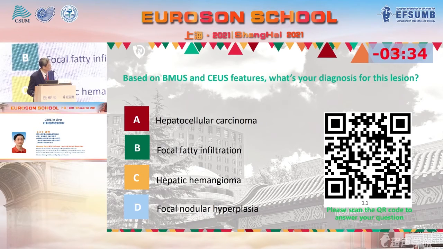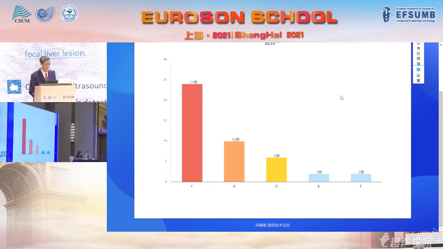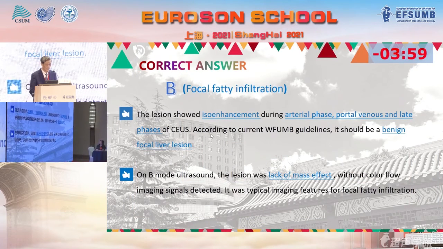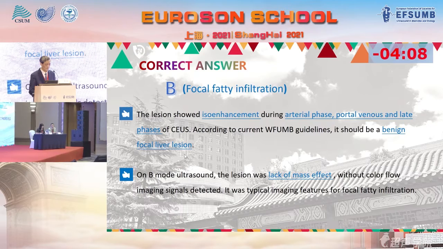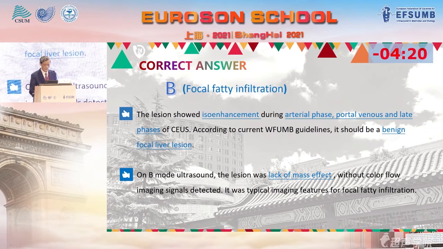Let me see. The correct answer is B, focal fat infiltration. The lesion shows iso-enhancement during the arterial phase, portal venous, and late phase of CEUS. According to the current WFUMB guidelines, it should be a benign focal liver lesion. And on B-mode ultrasound, the lesion lacked mass effect, without color flow signal detected in the lesion. It was a typical imaging feature for focal fat infiltration.